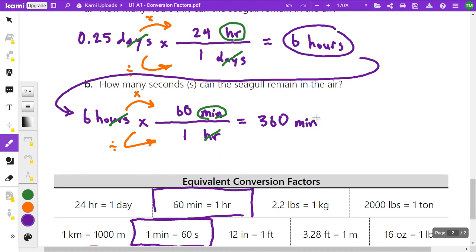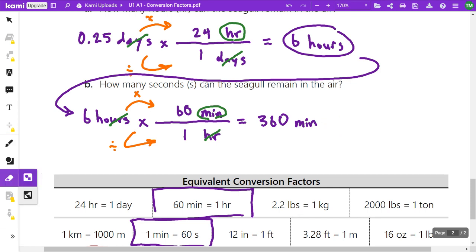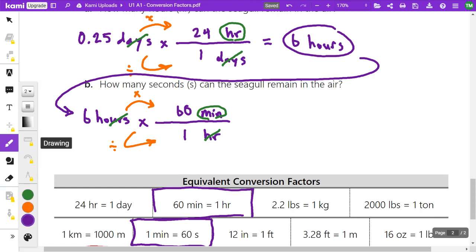Okay. Now I could take this 360 minutes and continue on to do my next step of the problem to get minutes into seconds. But I'm also going to show you a pro move here that you can do. If you have not converted into the unit that you want yet, you don't actually have to end the problem and get your answer that you don't actually need. I'm going to erase this.